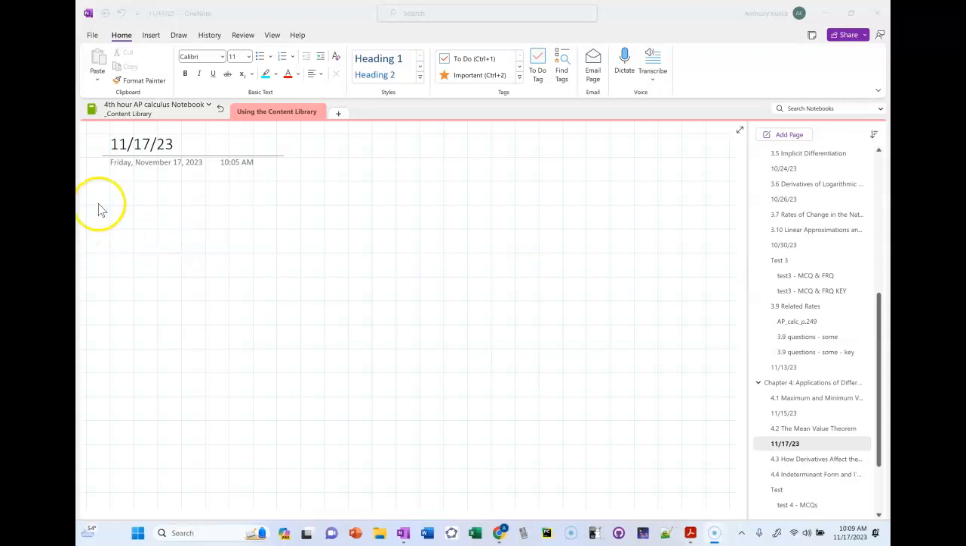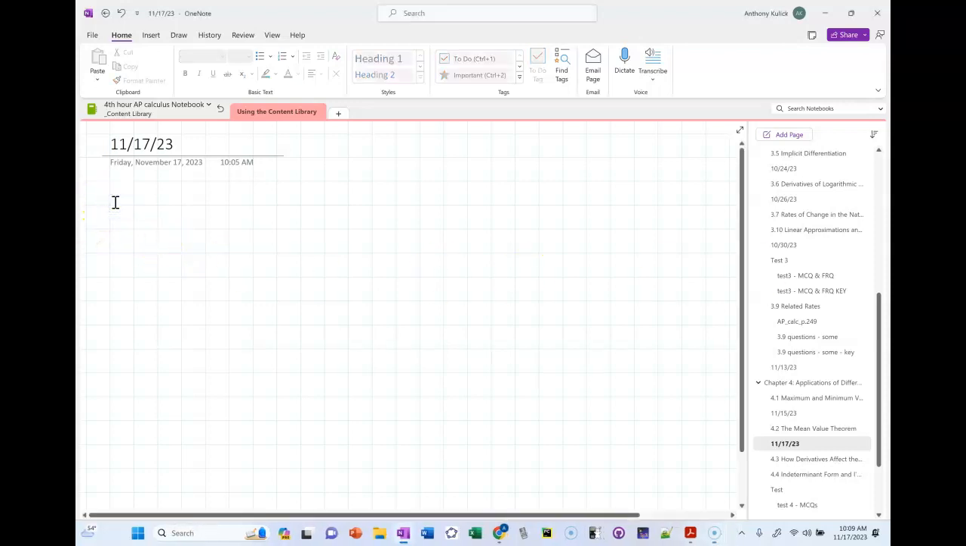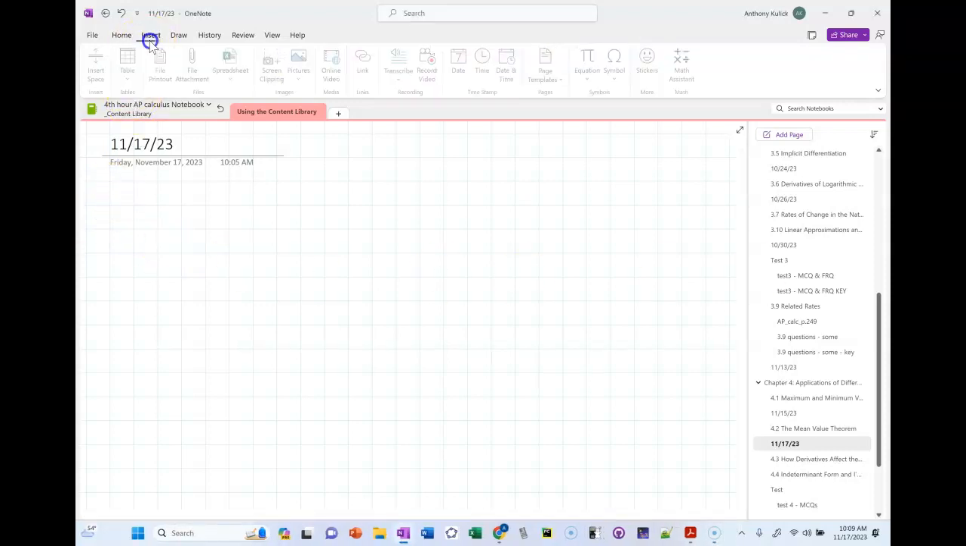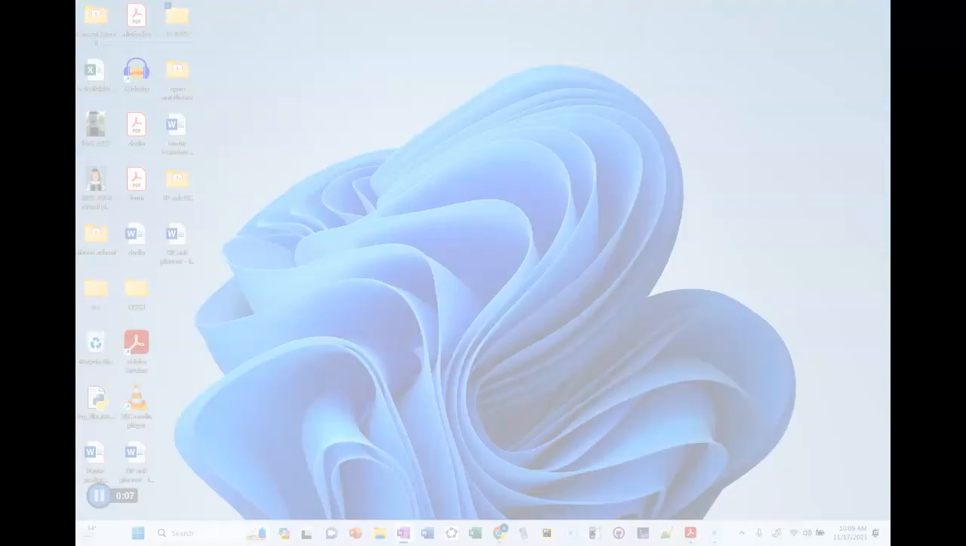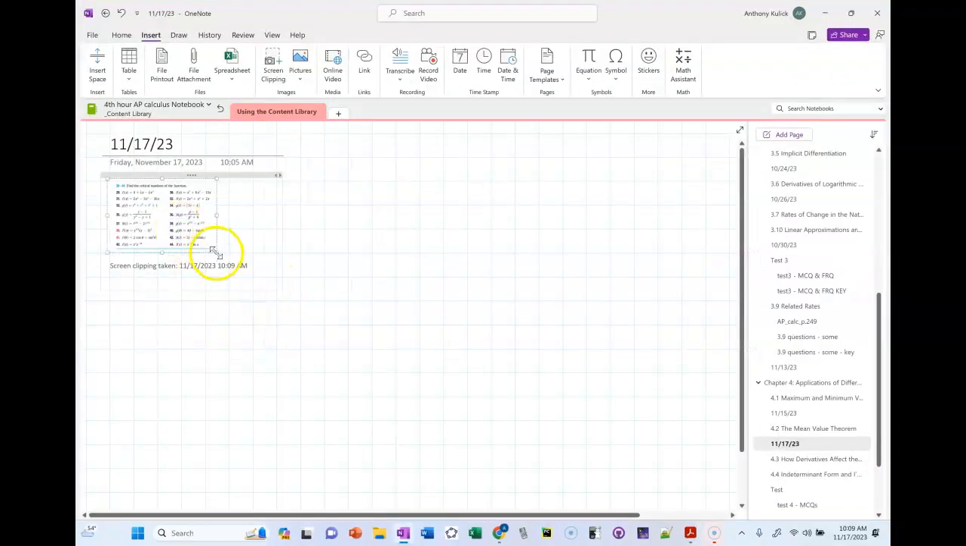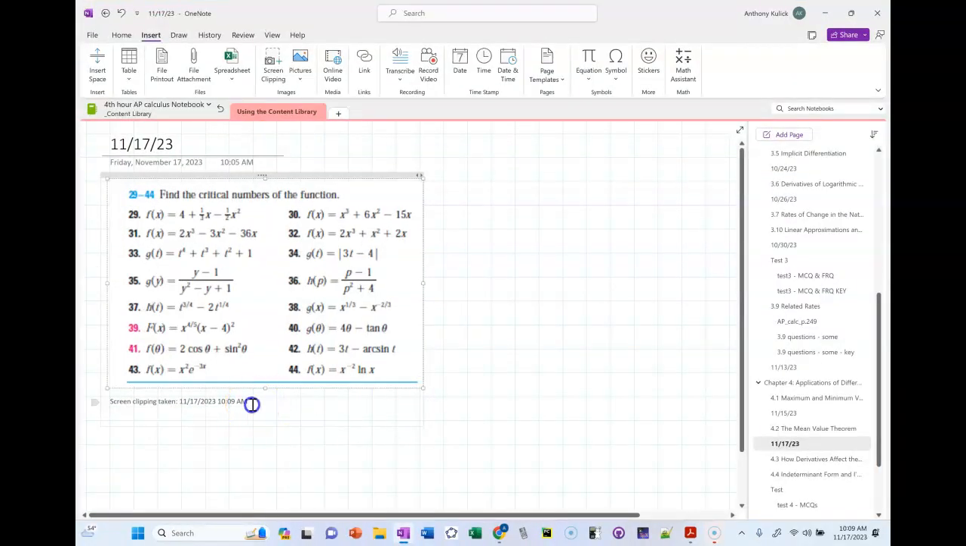Yes, we can. That's a trig-y one, isn't it? You guys love the trig. Let's see. That's the one, right? 2 cos theta plus sine squared theta? Yes. Okay.